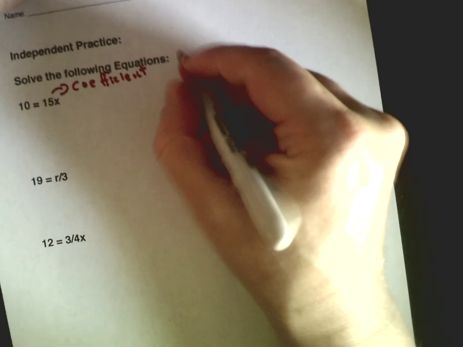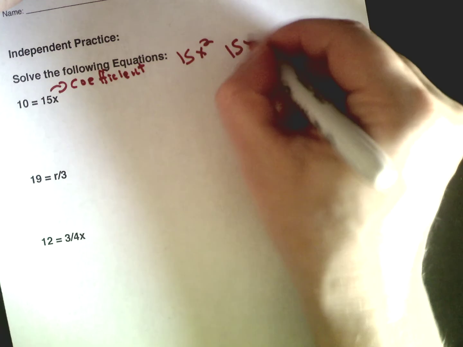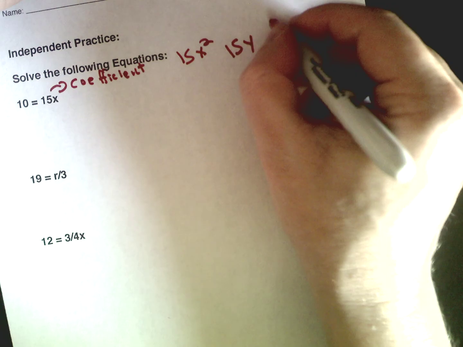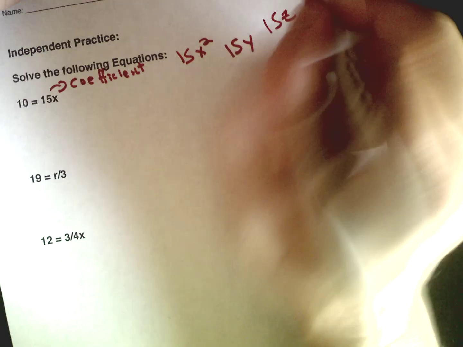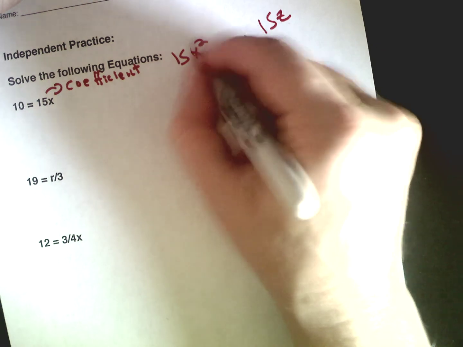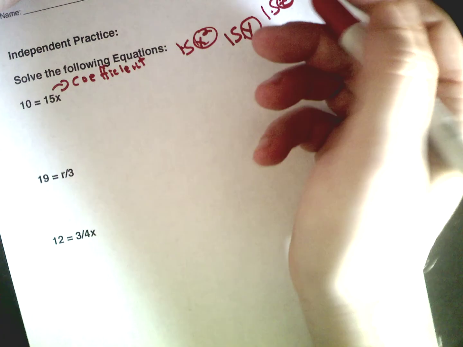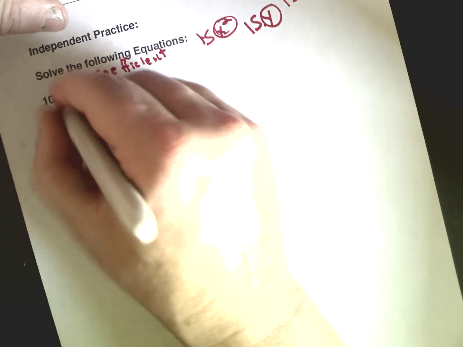We could see 15x squared is another one, right? Or 15y, 15z, I don't know, 15a. All these, they're always this number, which you don't know, the unknown, your variable, times that 15. So in this case, it's always 15, but it could be any number in front of them. So since it's multiplication, the opposite of multiplication, we're going to do this.